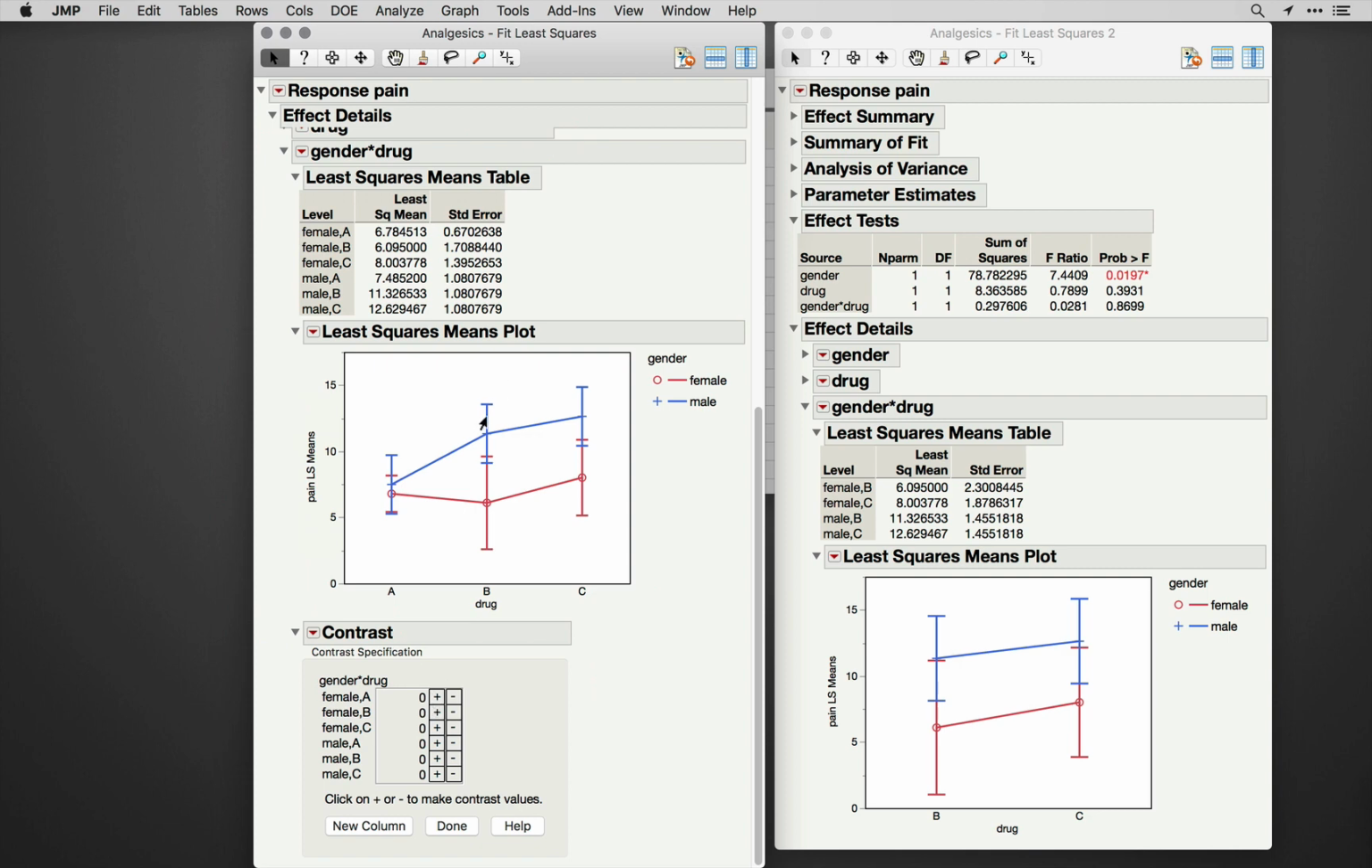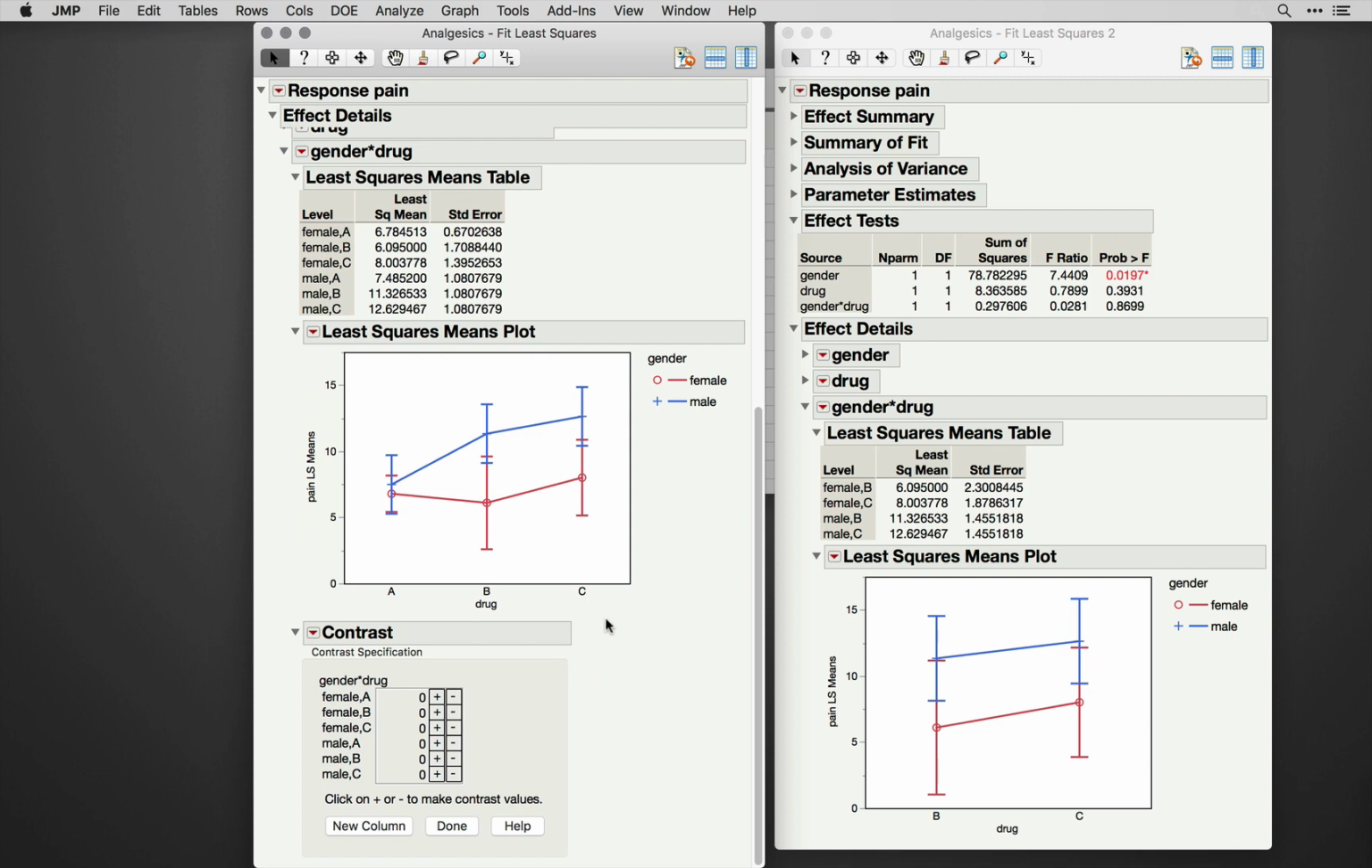So remember, we're just interested in, for drug B and C, whether men and women differ in terms of the pattern of their effect. Or said differently, is the magnitude of difference between men and women for drug B different from the magnitude of difference between men and women for drug C? And we can kind of see that it's not. The lines are parallel. The difference between them is pretty much the same.